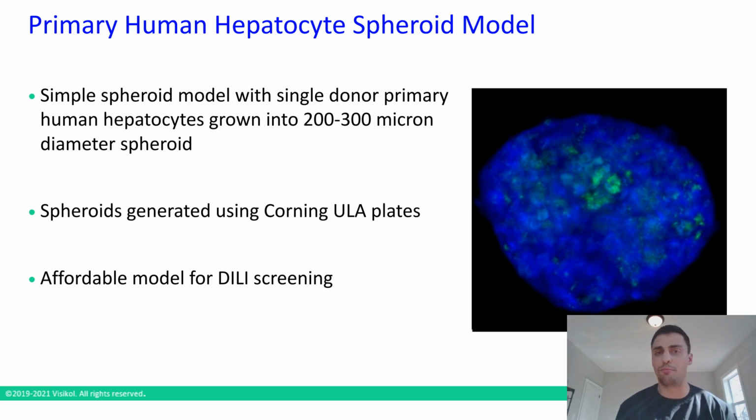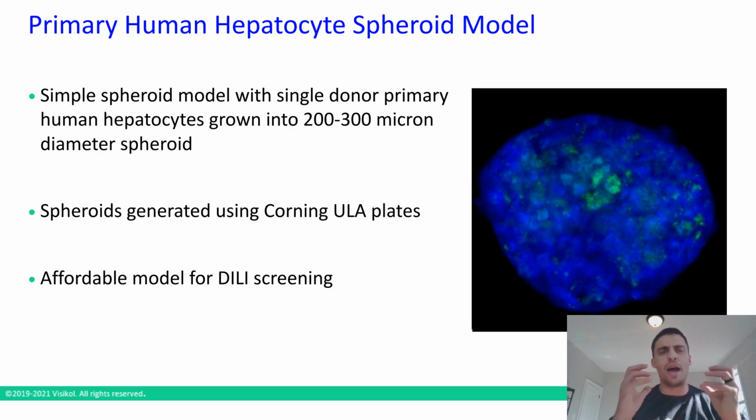So very simple, just primary human hepatocytes in a model. It's affordable for dye screening. It's in a Corning ULA plate, so we're able to have it compatible with high throughput screening if we want to have imaging as our readout. And typically these are about 200 to 300 microns in diameter.